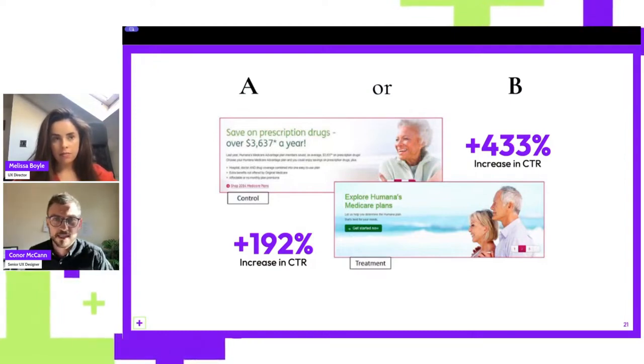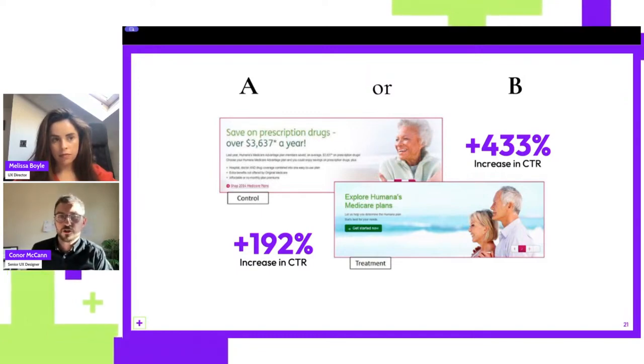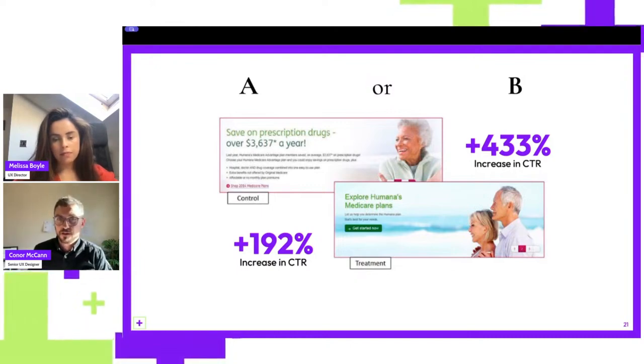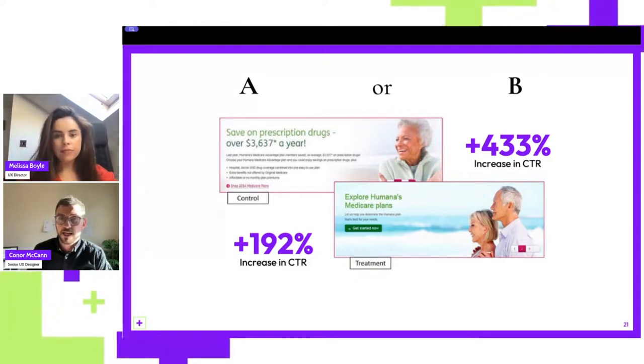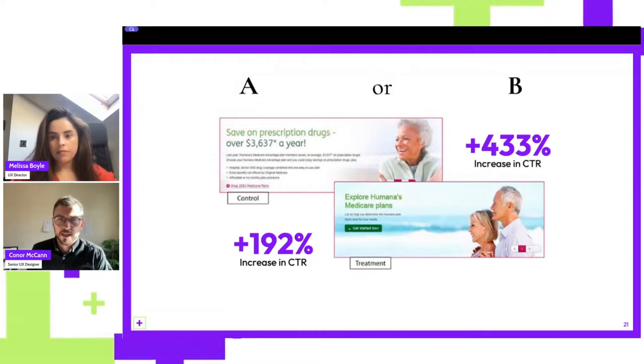The call to action, simply changing the copy to "shop plans to get started now," increased conversion by over 200%. I would guess version B is not asking too much of the user straight away, reducing cognitive load, rather than asking them to look at all the benefits. It says we're going to help you get started, and gives users confidence that they're going to be helped throughout the process. So there's a considerable jump and difference in that one.